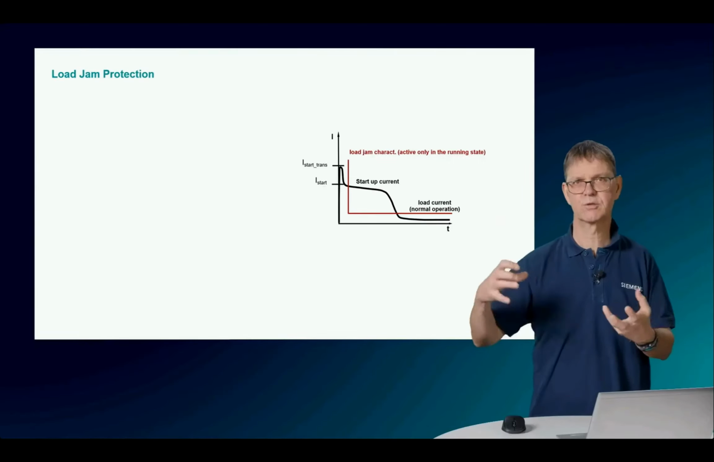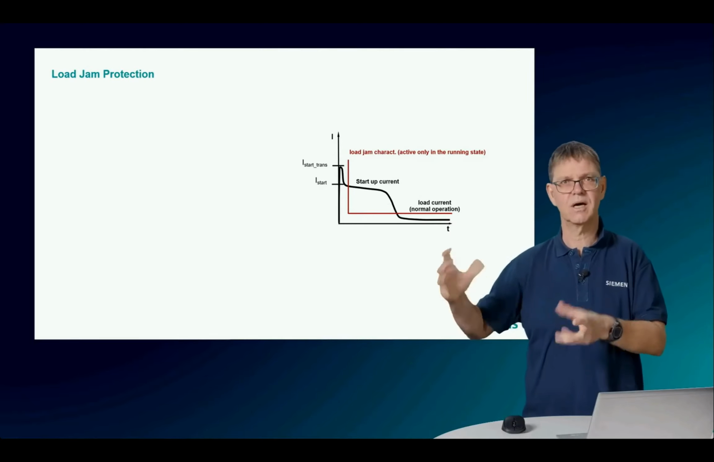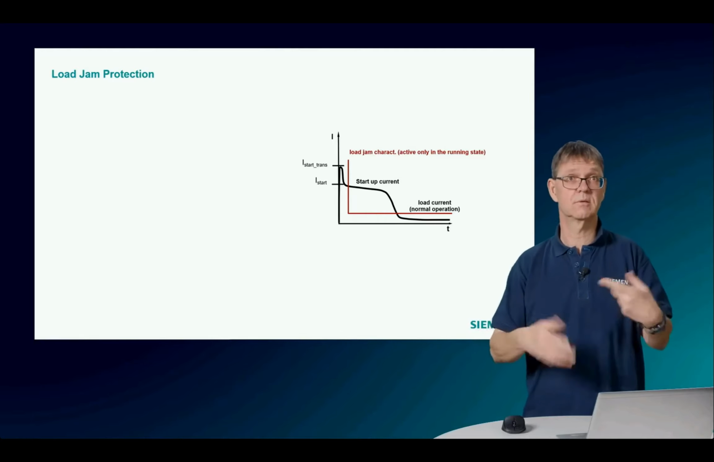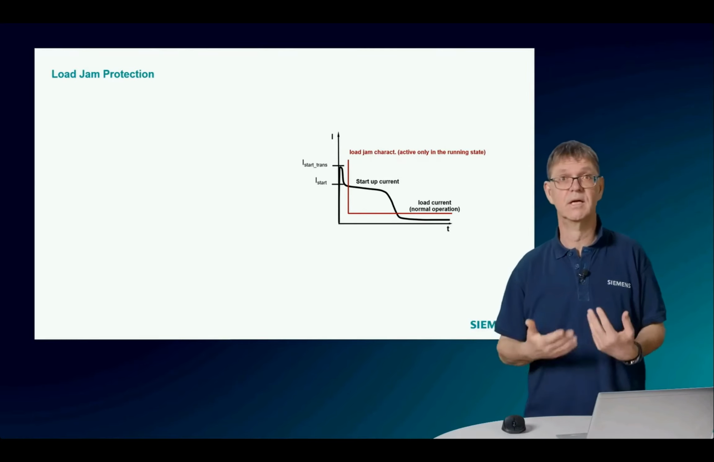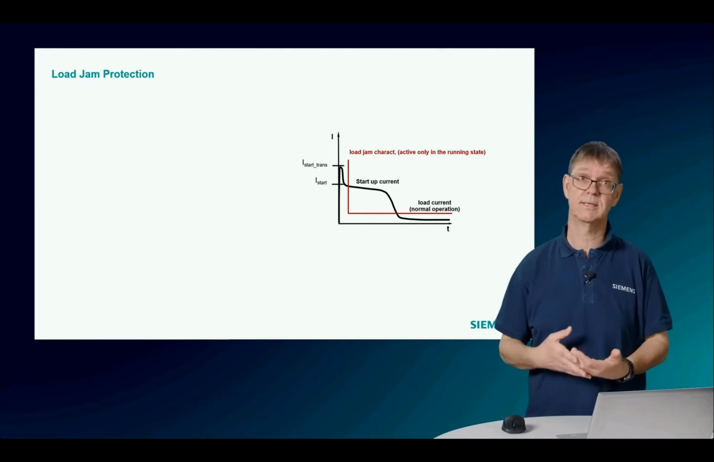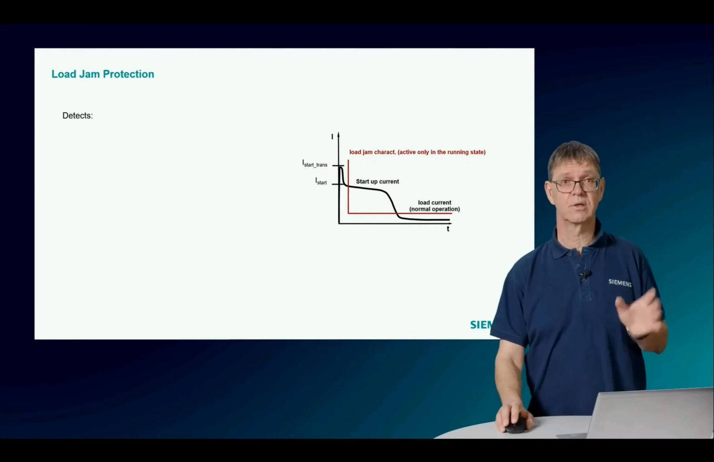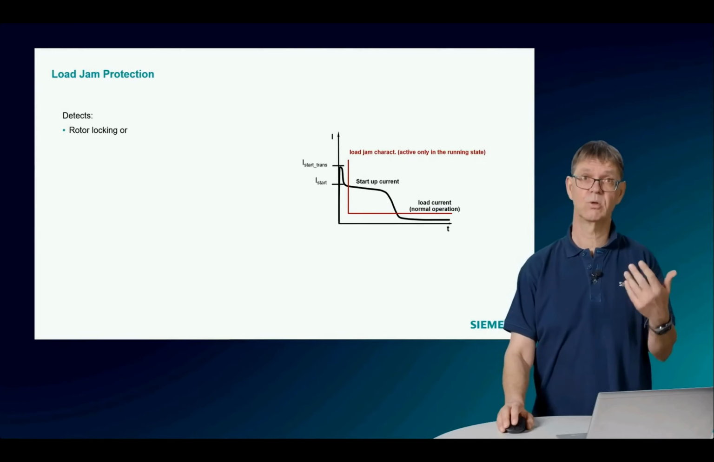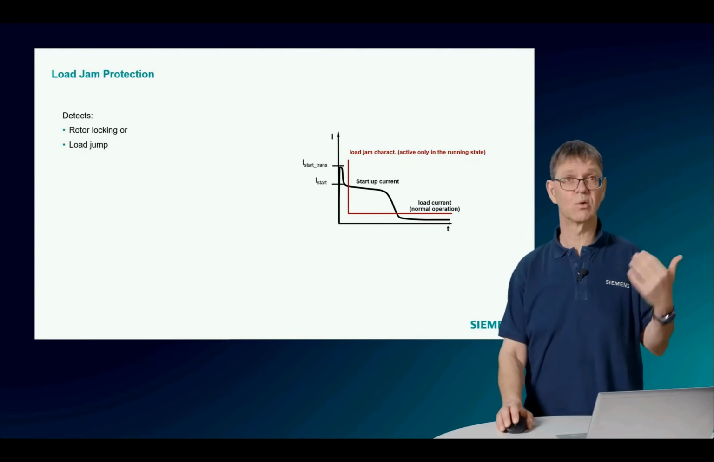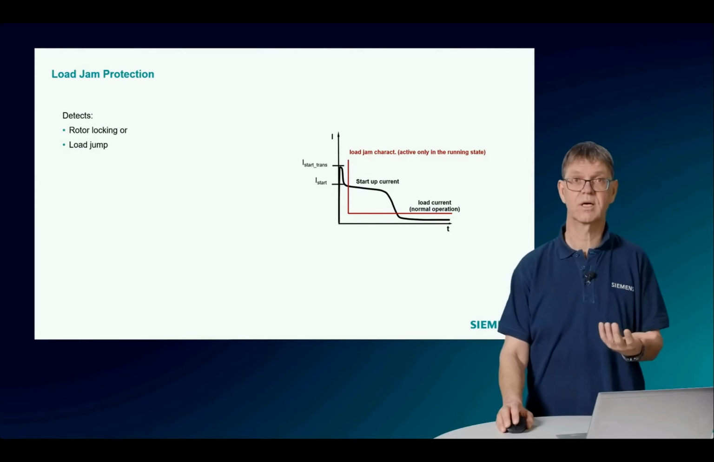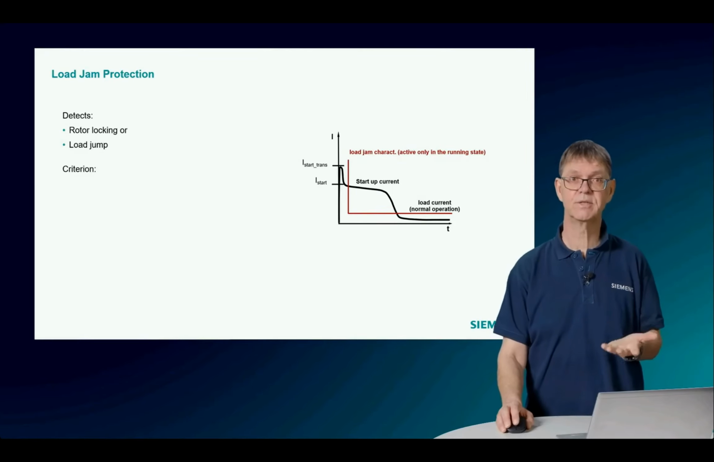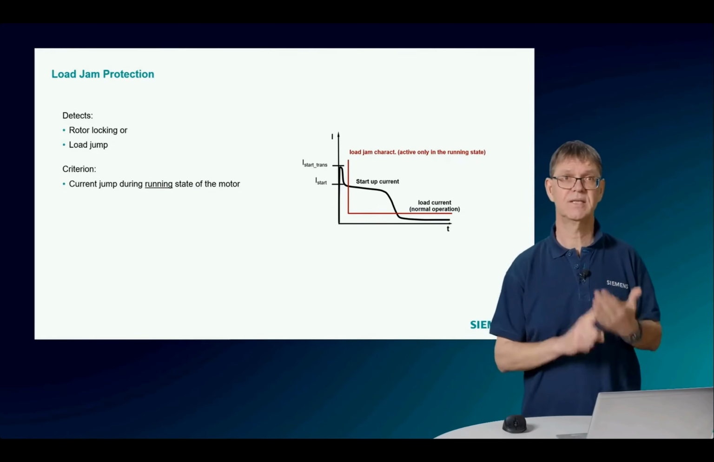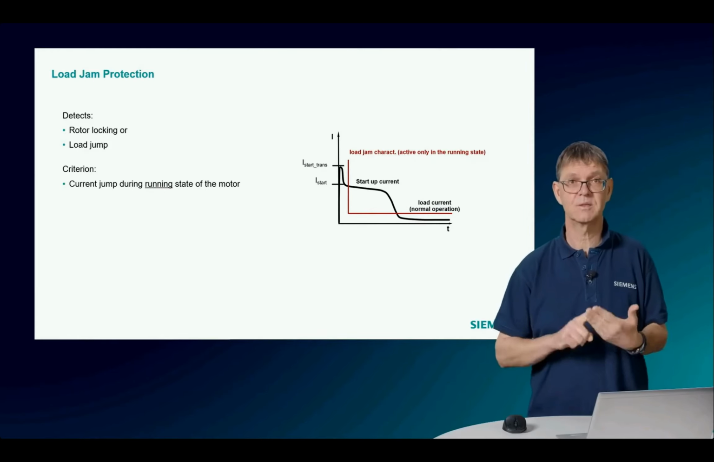It is more to allow the situation to recover. For example, if you have a chunk of coal that is extremely hard and does not break immediately, maybe after a second or so, it gets broken and the whole machine runs normally again, then there's no need to stop the motor in that case. Okay, so the load jam protection detects a locked rotor situation during the normal operation, or we can also say a load jump, or jump of the load current better. The criterion here is there must be a current jump, so an increased current during the running state of the motor, and this running state is important.